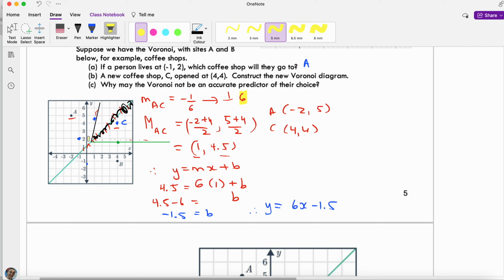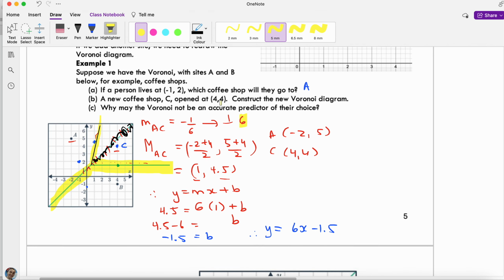This is now our new Voronoi diagram, okay? So remember, as soon as your two edges meet, then you don't need to continue it on. Okay, that's it.